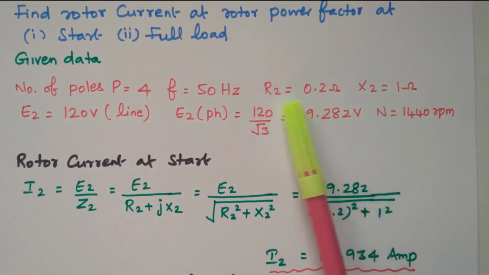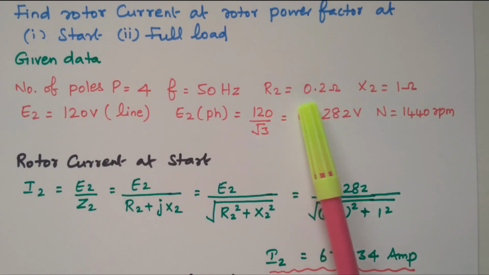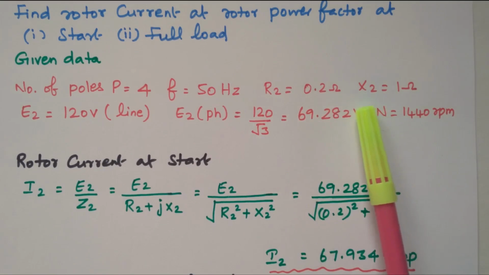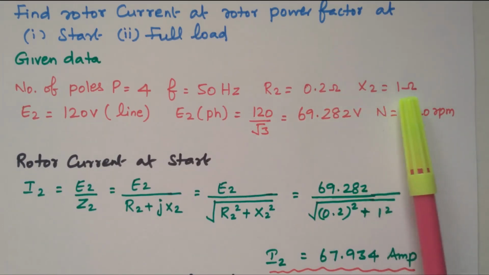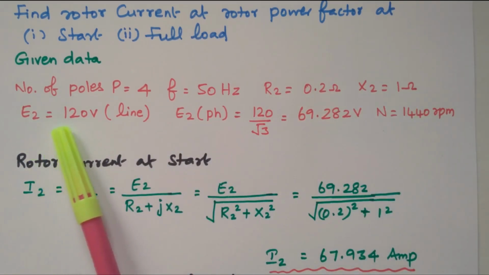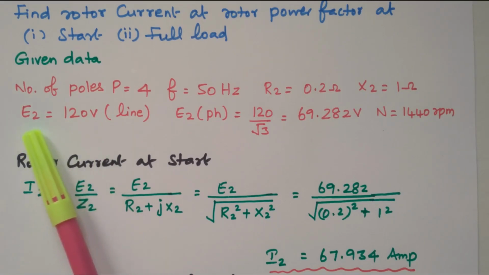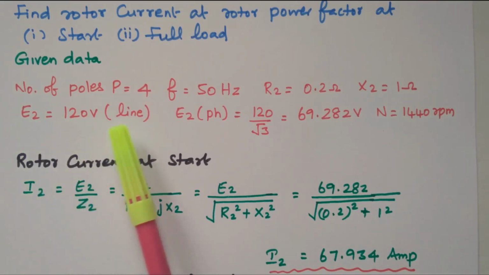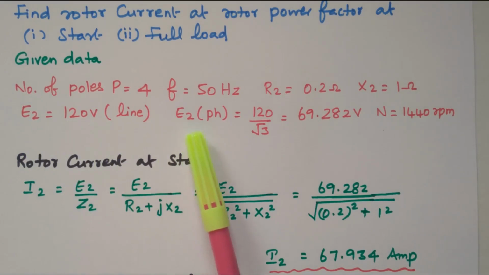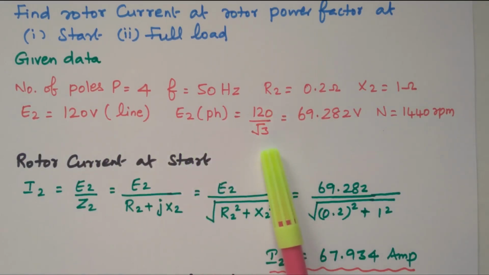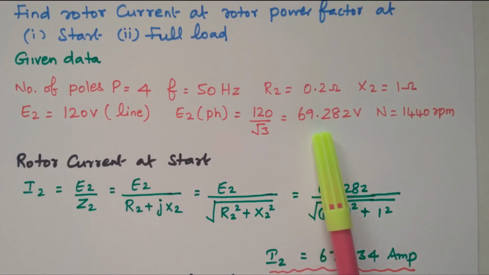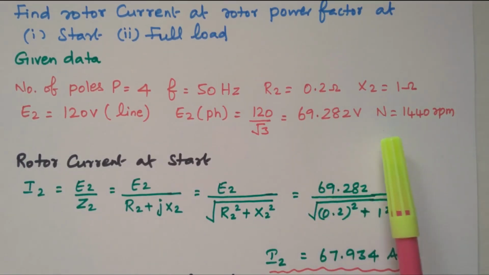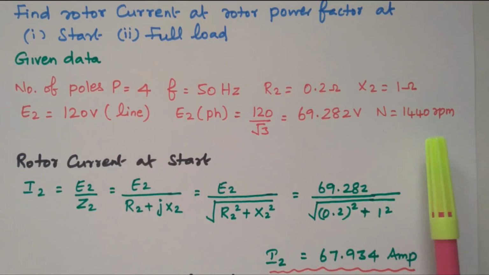R2 and X2. This R2 refers to the rotor, R1 refers to the stator. The rotor data are given. Resistance is 0.2 ohm and standstill reactance is 1 ohm. And E2 is given as 120 voltage. This E2 also refers to the rotor, 120 voltage, line voltage. In case of phase voltage, this 120 divided by root 3 is 69.282 voltage. And the speed is given as 1440 rpm.